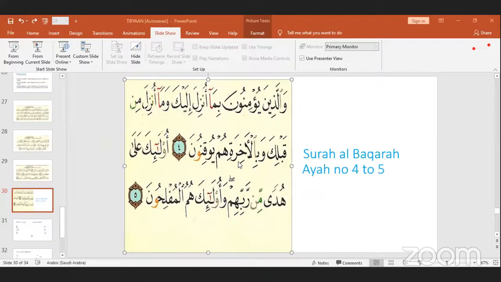Wabil akhirati hum yuqinun, and hudan ha. Ulaika ala hudam min rabbihim. And again, وَأُولَٰئِكَ هُمُ الْمُفْلِحُونَ. These are some of the places where ha comes in these two ayahs. So try to improve your makhraj of the ha, the pronunciation of ha. Inshallah, you can do it. So will you do it, inshallah, Rehan? Yes. Very good.